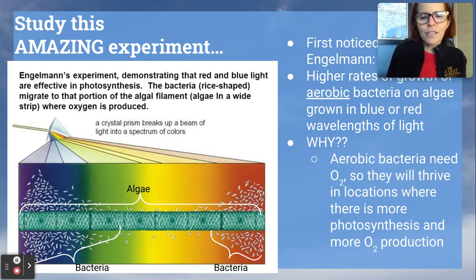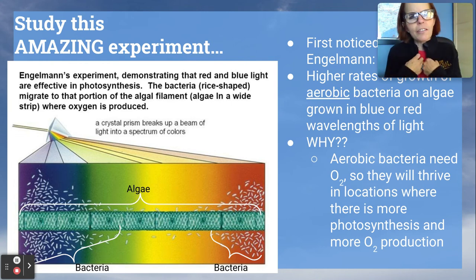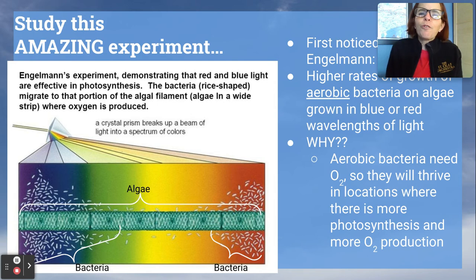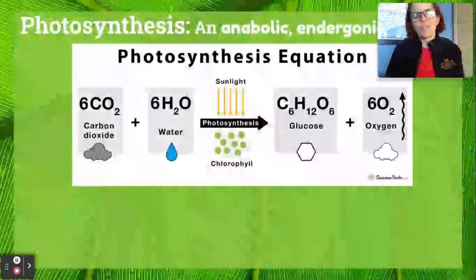They were not growing there because photosynthesis wasn't occurring, because the green light is being reflected and those pigments aren't absorbing the green light. So any of the algae that were growing in green light weren't photosynthesizing. What do they make during photosynthesis? Glucose and oxygen, and oxygen is what those bacteria needed in order to live. And so they weren't surviving very well in the green and yellow areas of that spectrum. So the aerobic bacteria needed oxygen, so they will thrive in locations where there is more photosynthesis and more oxygen production: the blue, purple areas of the spectrum and the red areas of the spectrum.